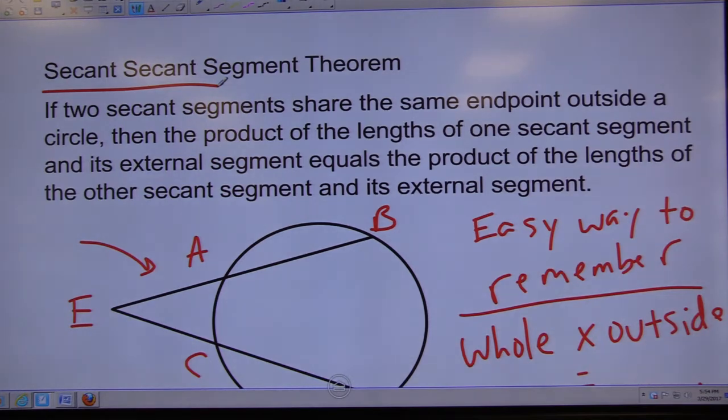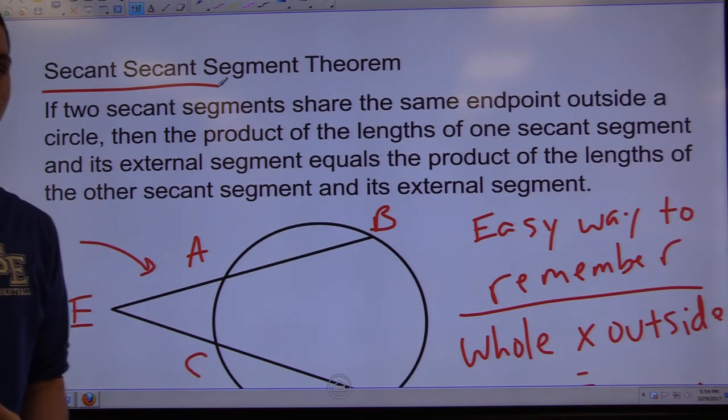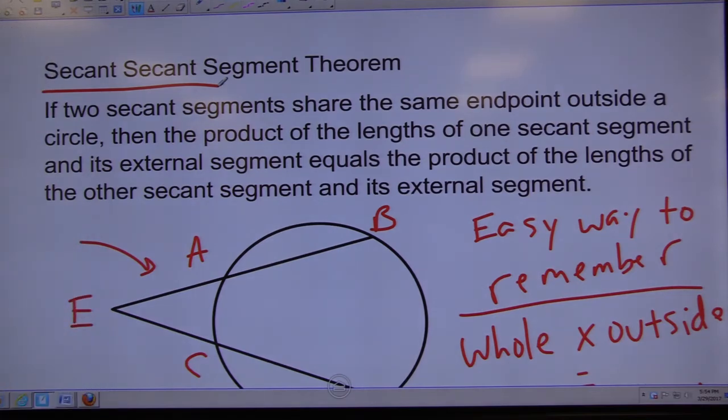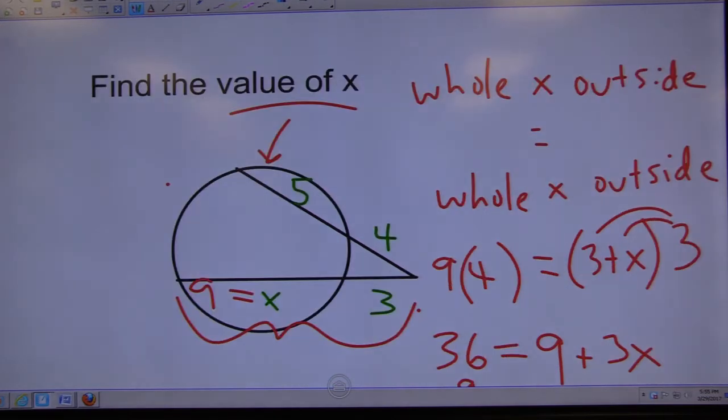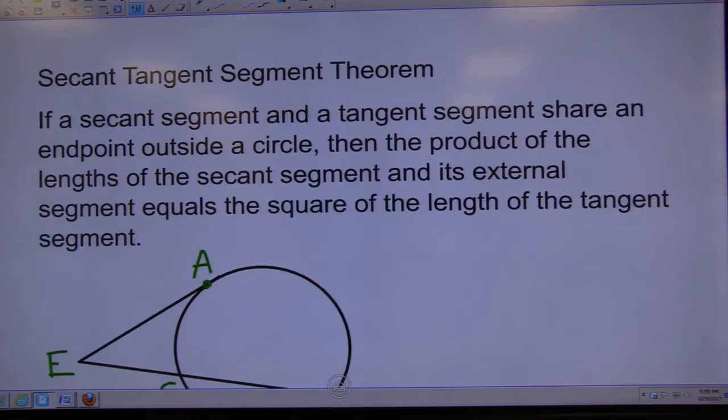All right. The next theorem we're going to talk about is the secant tangent segment theorem. So let's go ahead and get into that. It's not much different. Hopefully it'll make sense as well. All right, so here goes. Again, this is the mathematical definition or explanation of what the secant tangent segment theorem is.